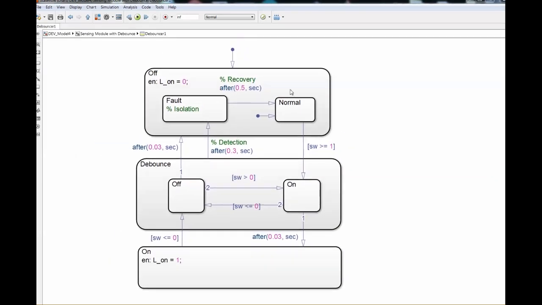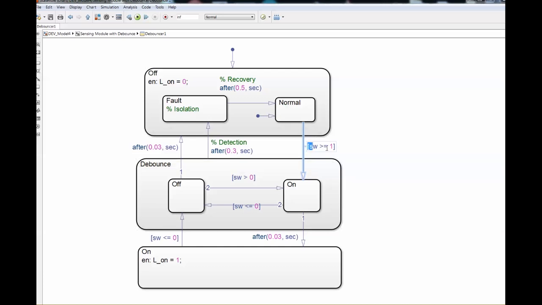This is relatively simple. This is the default state. It comes into this state and the button is off, and we see L on is 0. That makes sense. Then we go into the normal state, and it basically waits until the switch is 1. The switch is 1 when that is above 2 volts.